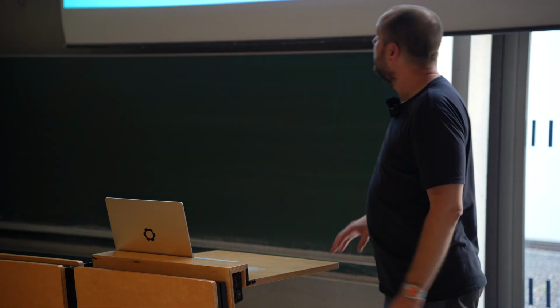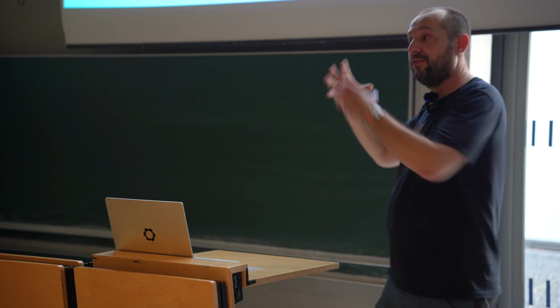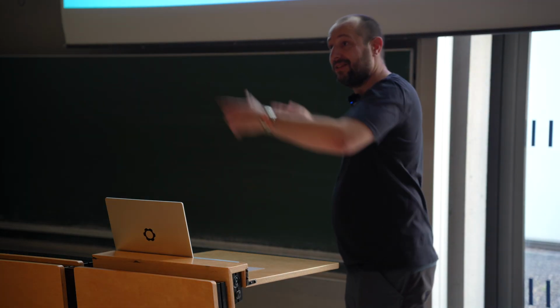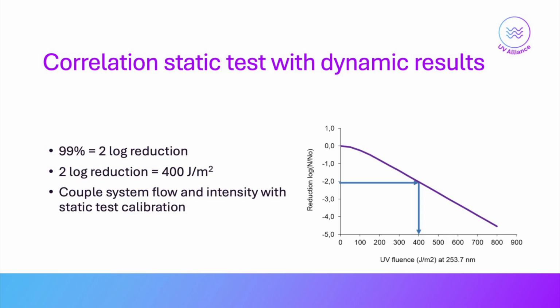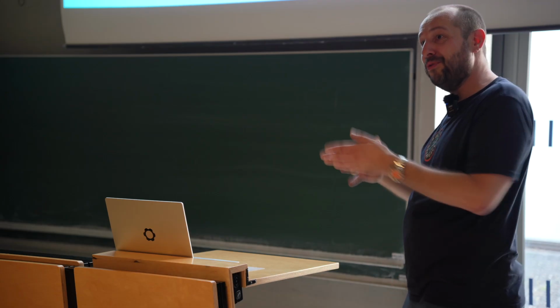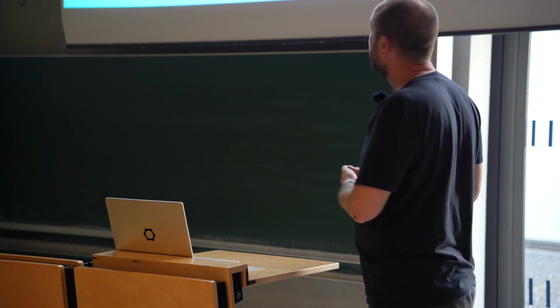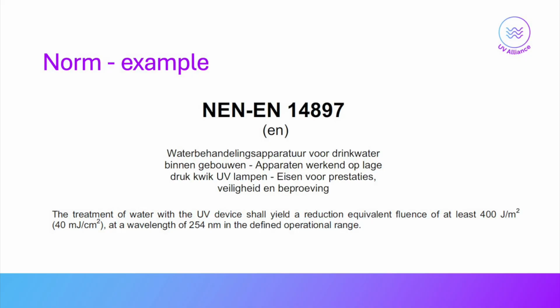And in the end, you have the log reduction of the system you tested in the lab, the big system. You have your calibration line, and you can put these over each other and couple them. And if you really reach 2 log in your dynamic system, you can put it in your calibration line. That turns out to be 400 joule, and then you use the biodosimeter while disinfecting to prove a UV dose. And then you have a system according to a norm.